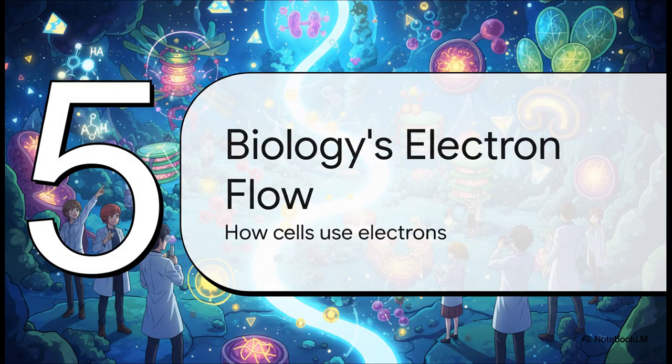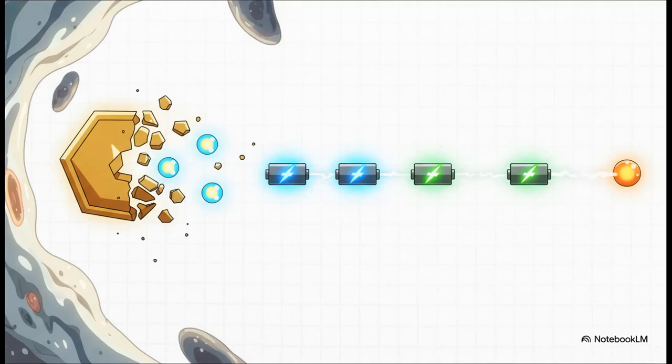And now, for the main event. Let's put all this together, the electron tug-of-war, the half reactions, the potentials, and see this entire incredible electron economy humming away inside one of your cells. Okay, so your cells are smart. They don't just let these high-energy electrons from food fly around randomly. They have a delivery service.